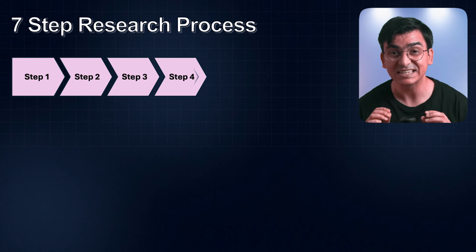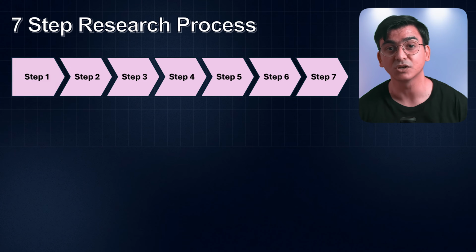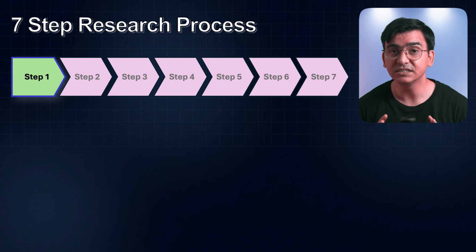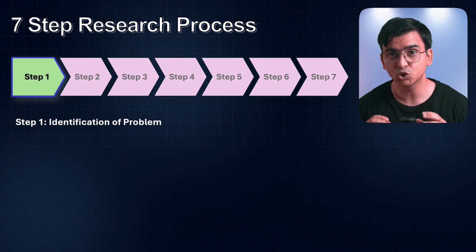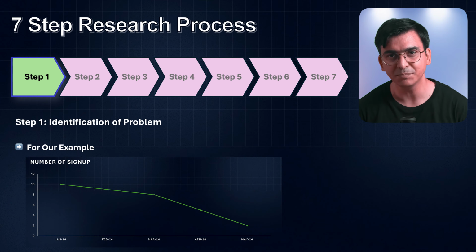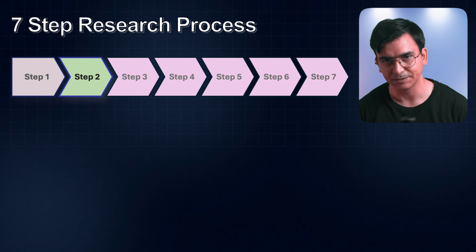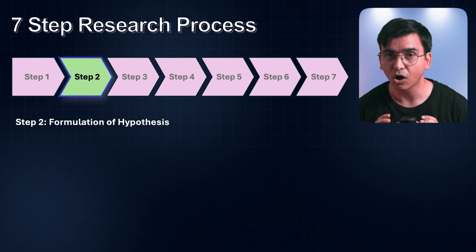Researchers follow a 7-step process to come to a conclusion. Step 1, identification of the problem. The first step is to identify the problem. In our example, it is a drop in the sign up journey. Step 2, formulation of hypothesis.